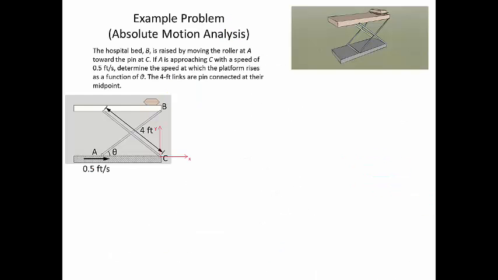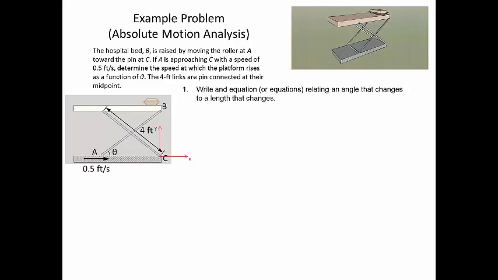Let's look at an example where we can use absolute motion analysis as well as relative motion analysis and instant centers to solve the problem. In this case, since we're talking about absolute motion analysis, let's solve this using that method. We have a hospital bed at B that's being raised by moving a roller at A towards the pin at C. If A is approaching C with a speed of 0.5 feet per second, we want to determine the speed at which the platform rises as a function of theta. The 4-foot links are pin connected at their midpoint.